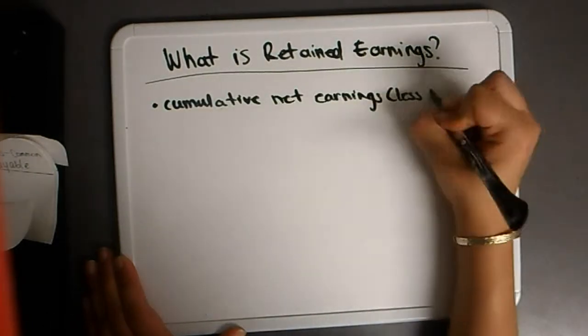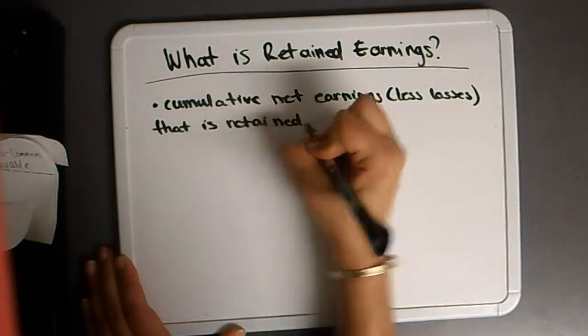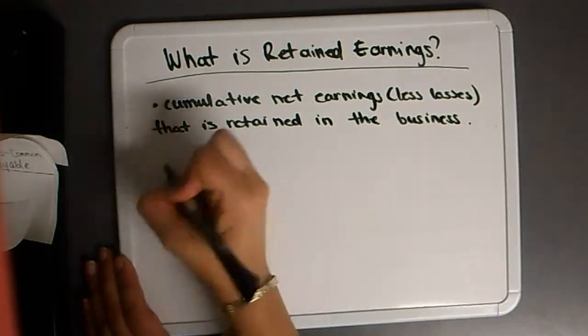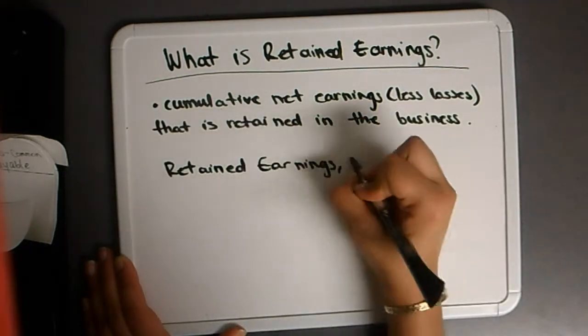Retained earnings are cumulative net earnings less losses that are retained in the business. This is the equation to find the ending balance of retained earnings.